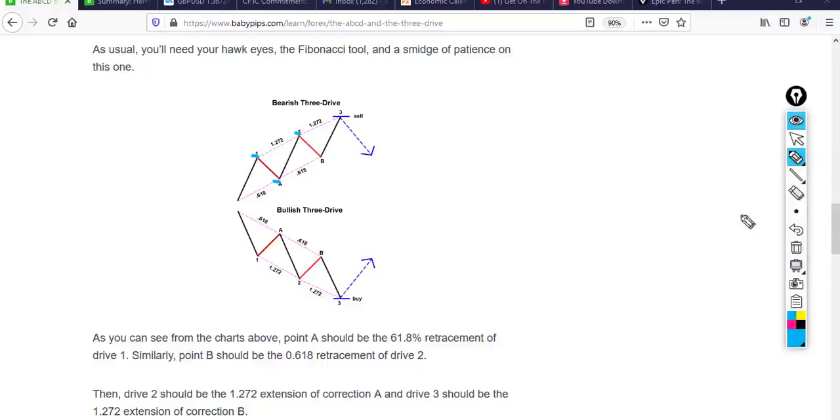And to get the retracement again, you know what to do. Take your Fibonacci. Once this extension has occurred, take your Fibonacci from here to this top, from A to 2. It will give you the retracement.